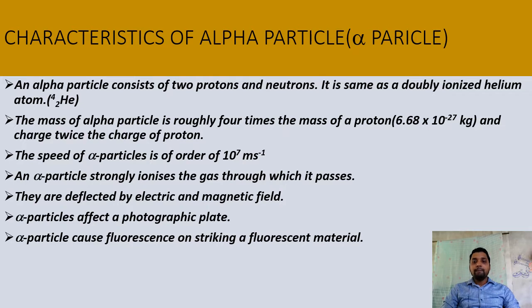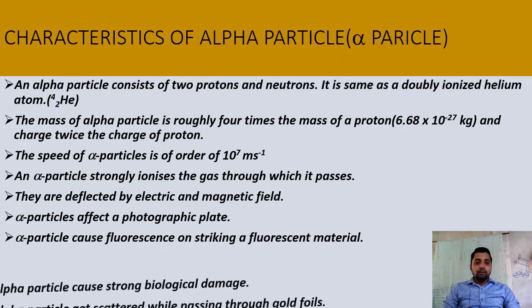Fluorescence is the property by which a substance emits light when radiation strikes it. The property is called fluorescence, and a substance that shows this property is called a fluorescent material. So when alpha particles hit such a substance, like zinc sulfide, it emits light.